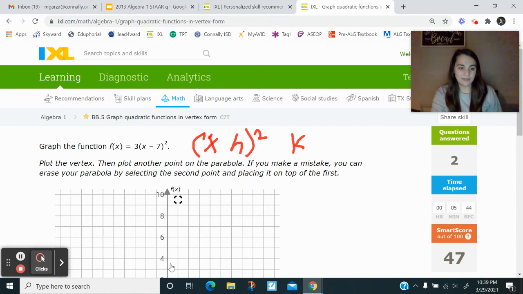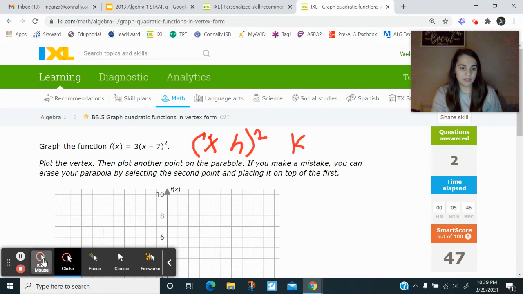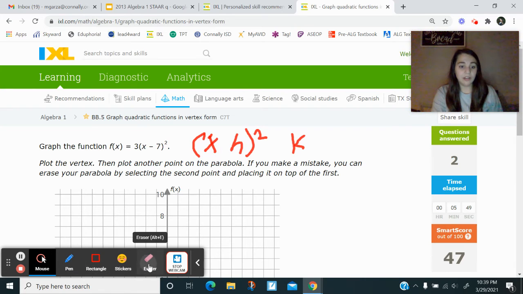That's not what I want. Eraser. Oh, eraser.